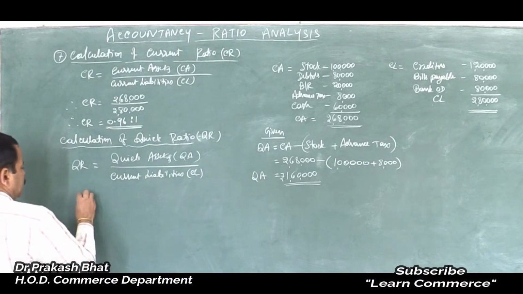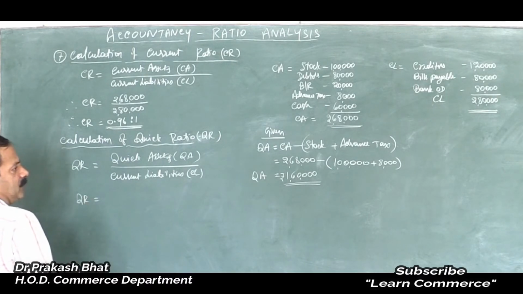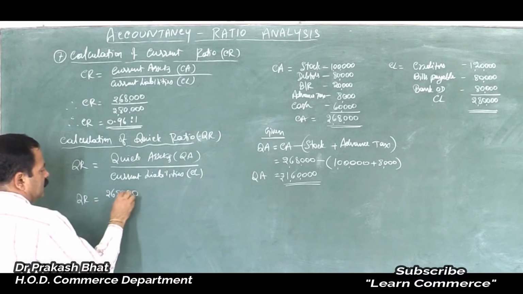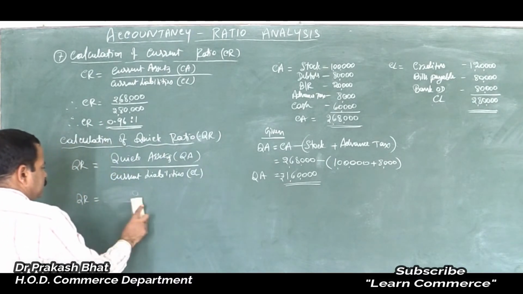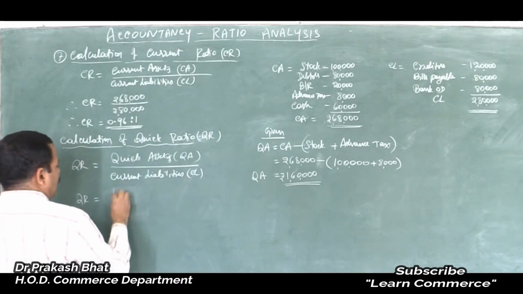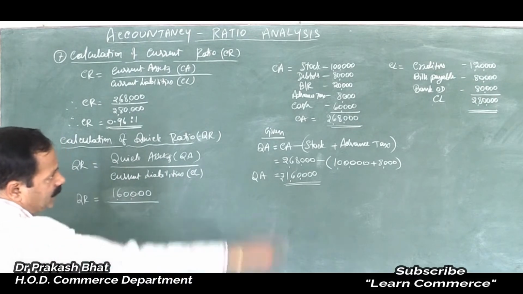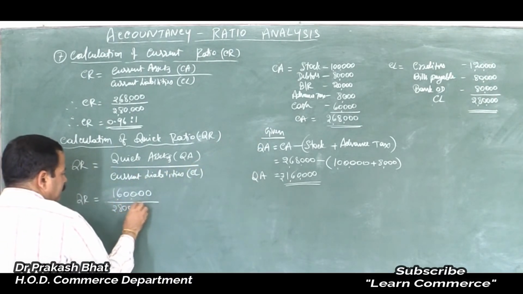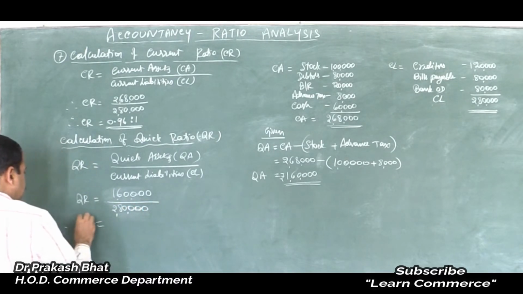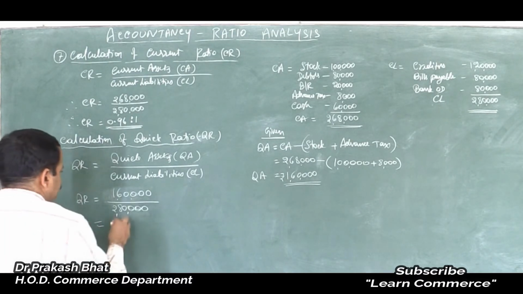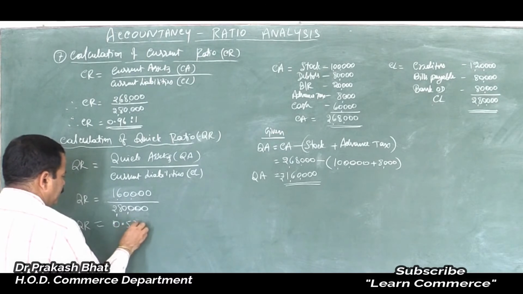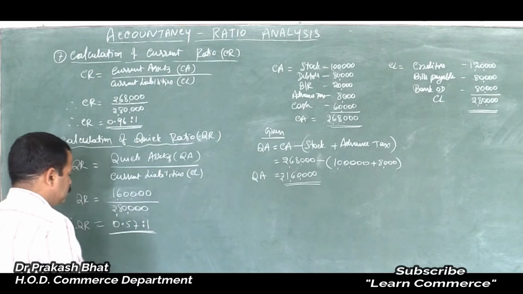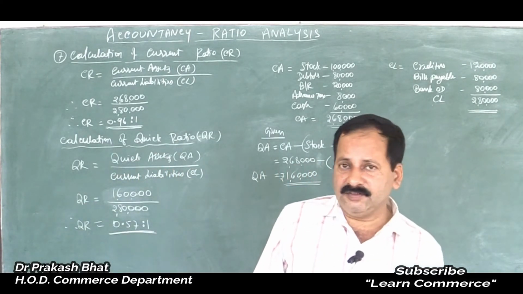Now substitute in the formula. Therefore quick ratio is equal to 1,60,000 we have already calculated here, divided by current liabilities 2,80,000 we have already calculated. Therefore quick ratio is equal to how much? 0.57 is to 1. This is how you have to solve a problem.